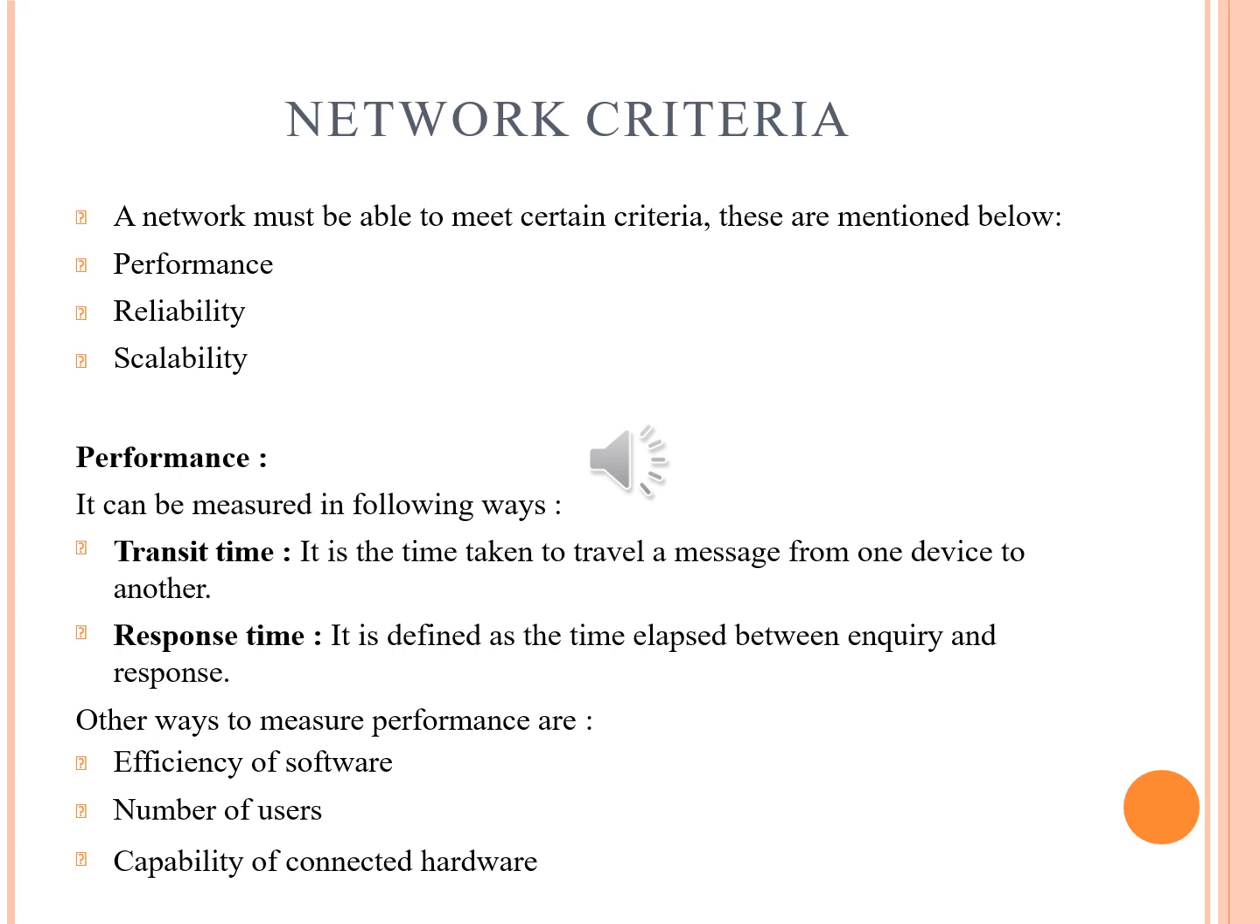Now let us talk about performance. Performance includes the following key parameters: transit time and response time. Transit time means how long a particular piece of data takes to be transmitted, how much time it takes while it is being transmitted. And response time means that after this much time, the data provides us a response. That is known as the response.